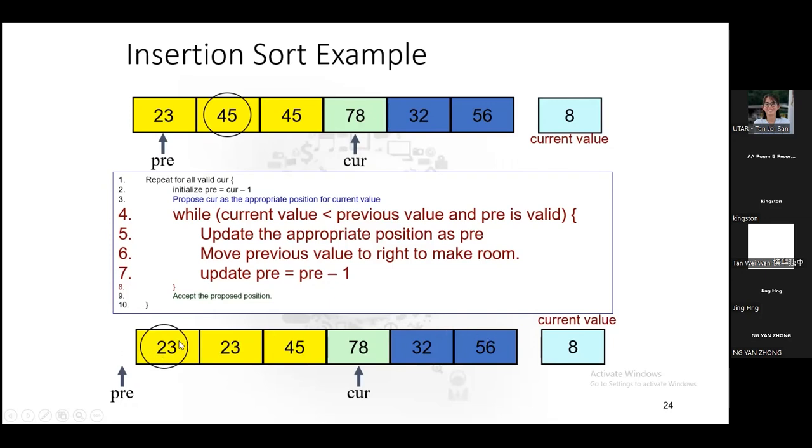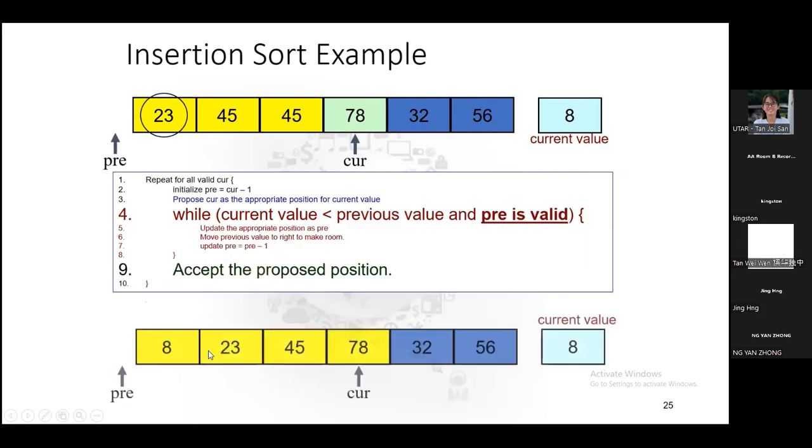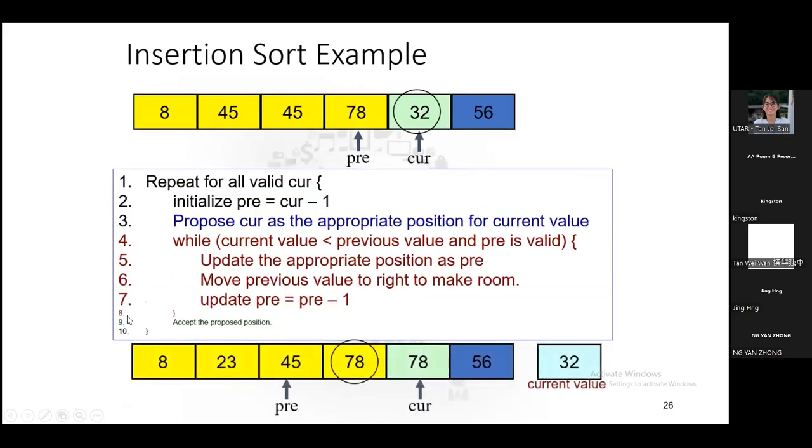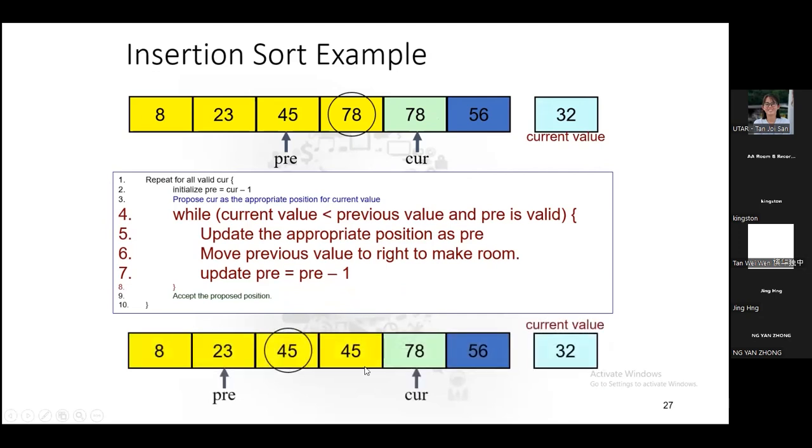So once it is not valid, we go out of the loop and accept the proposed position. The proposed position here would be in the first position. After that, it moves the arrangements, so it knows which part it is going to be. It's the same for the rest. Let's say here 32: you have to check which would be the best position for the current value.